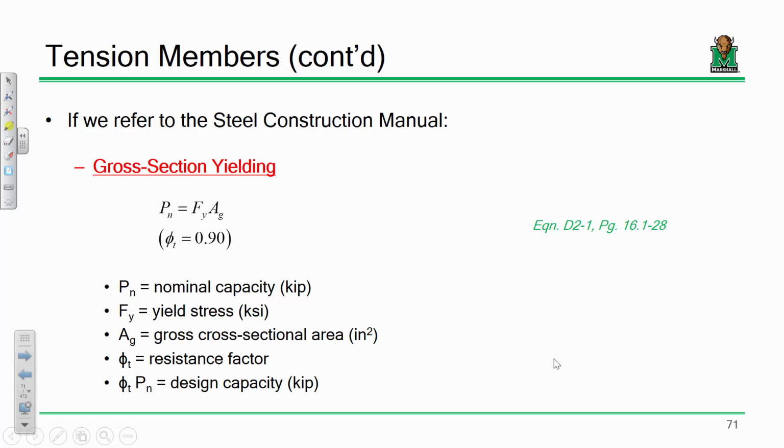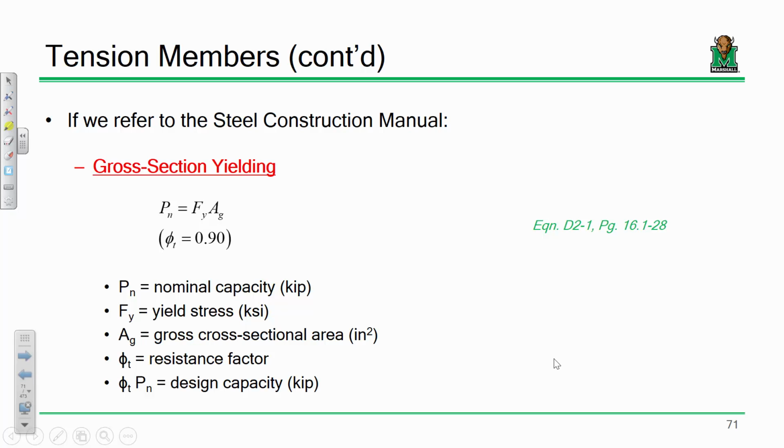So we're in the specification and we're in Chapter D. What is the name of Chapter D? Somebody tell me. Design of members for tension. So it looks like we're in the right chapter, right? And if you look at section D.1, it is related to slenderness. We're going to talk about that a little later. Section D2, tensile strength. And so what does it say?